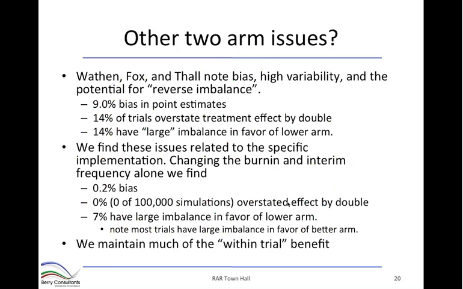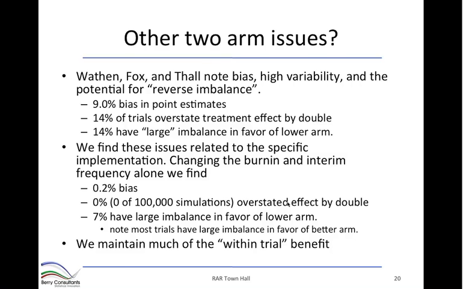14% of their trials overstated the treatment effect by more than double. I think that was in a context where there was a 20% treatment effect, and a large number of the trials said it was a 40% treatment effect. Obviously, that's a gross overestimate. And they also noted 14% have a large imbalance in favor of the lower arm.